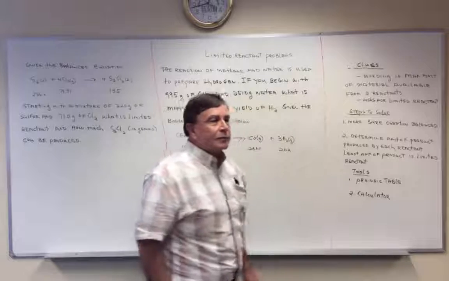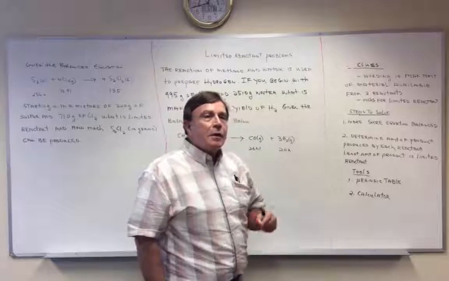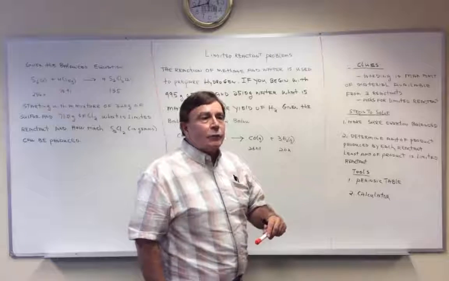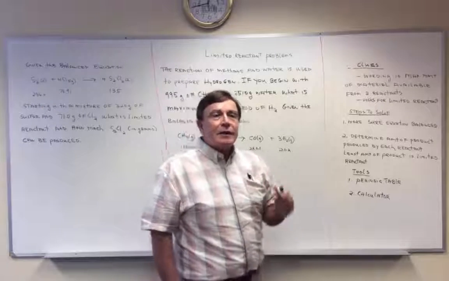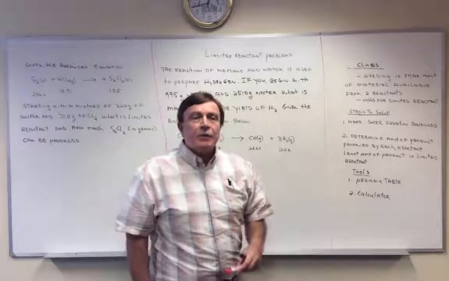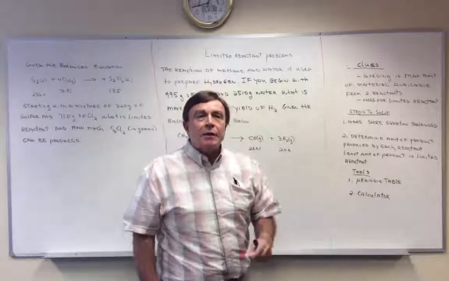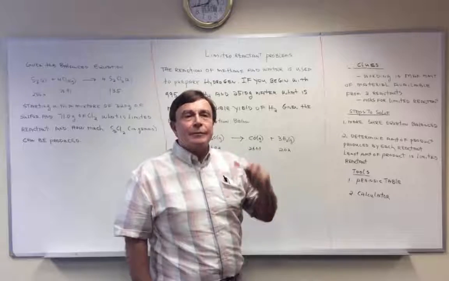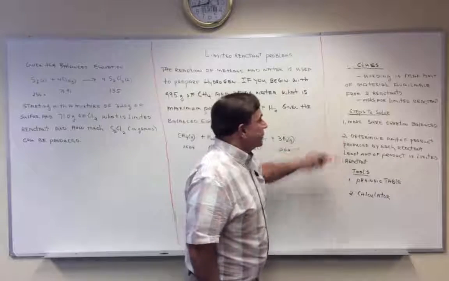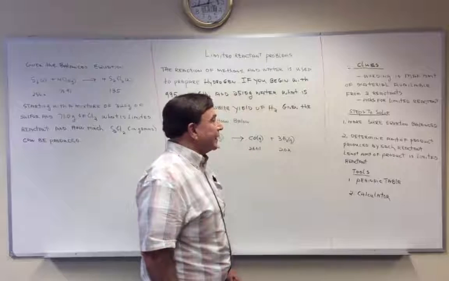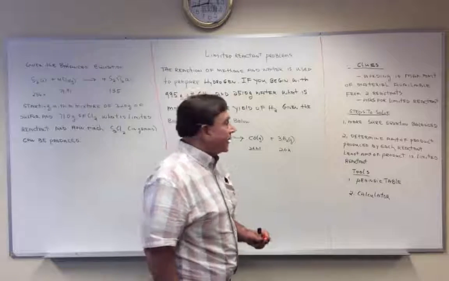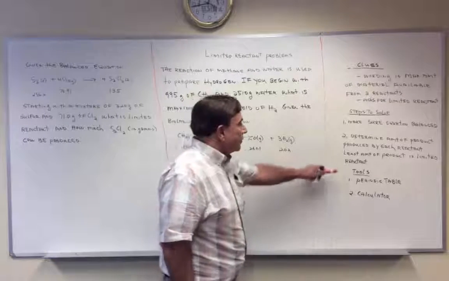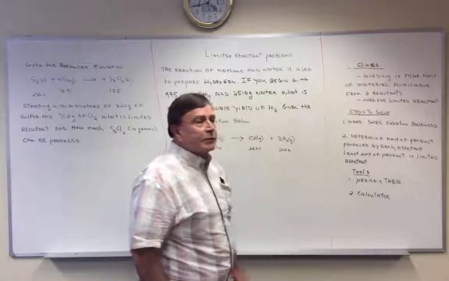First thing we have to do is make sure the equation is balanced. Some instructors and some problems will not have the word balance in there. If it does not have the word balance in there, don't assume it's balanced, check. Because if you don't get that balanced equation correct, the rest of the problem may be incorrect. Second is you determine the amount of product produced by each reactant. The least amount of product is going to be the limited reactant. What tools? Again, periodic table and calculator.